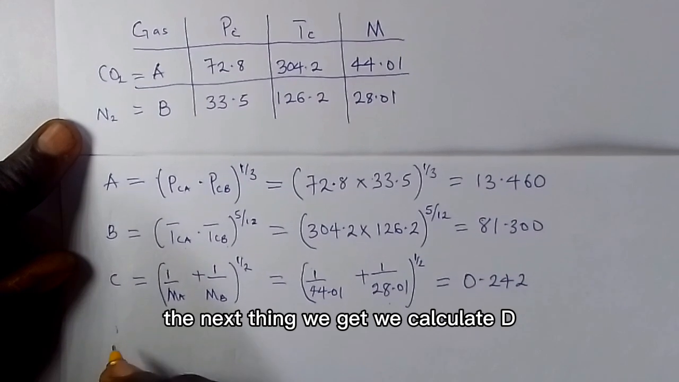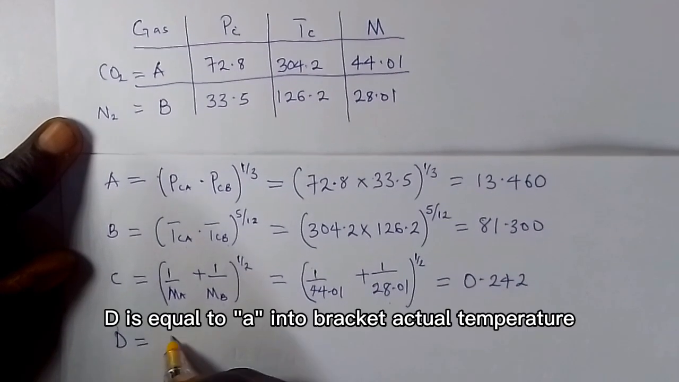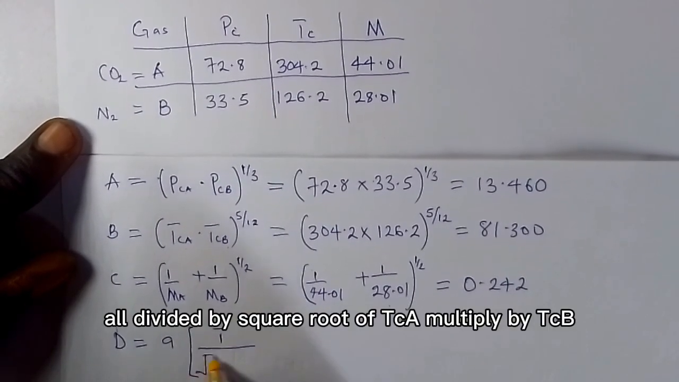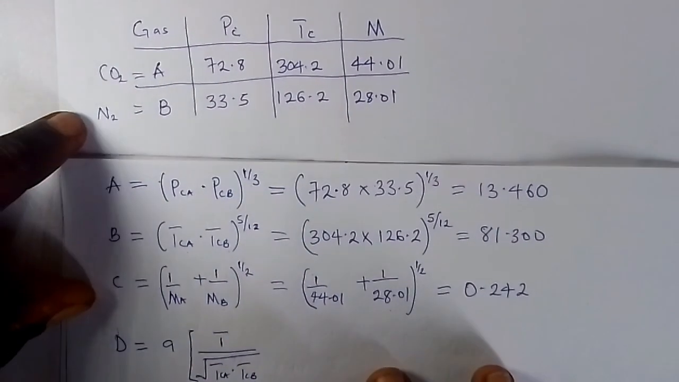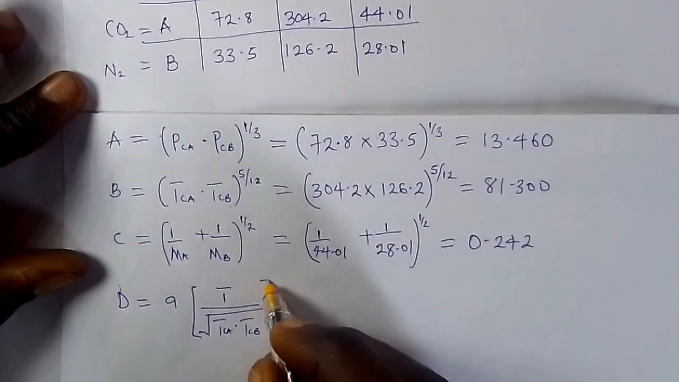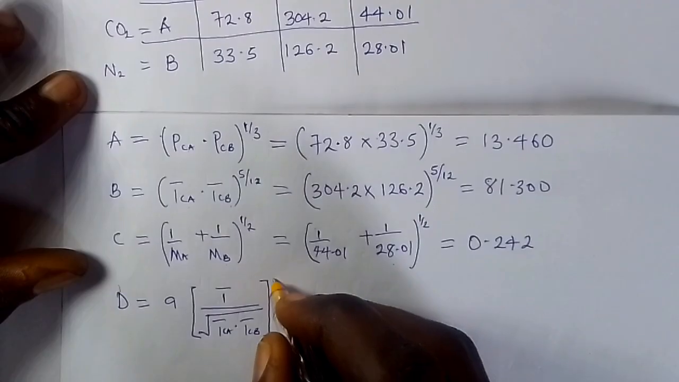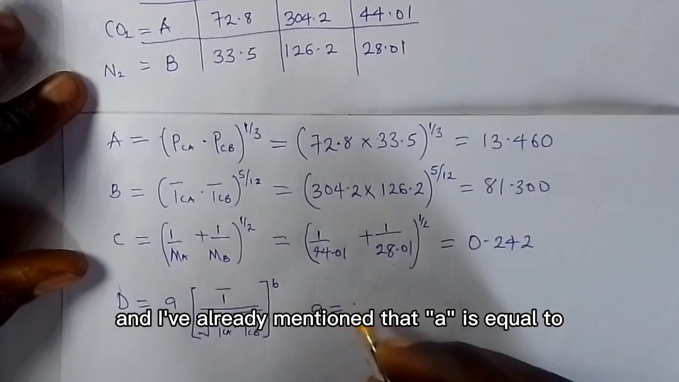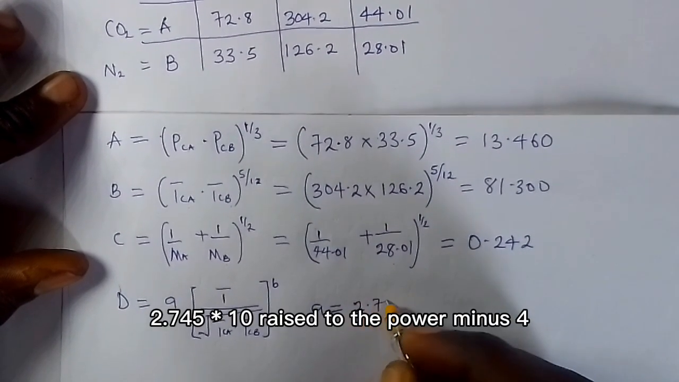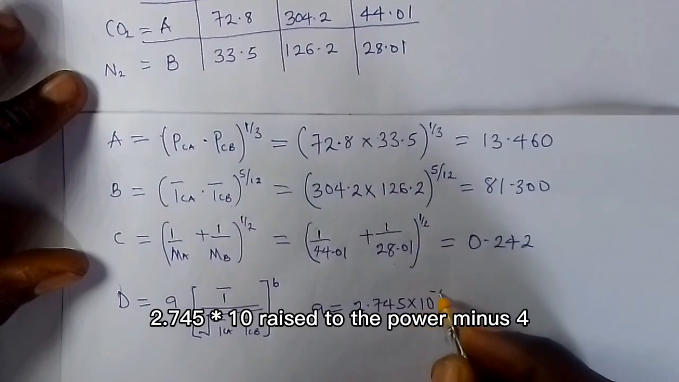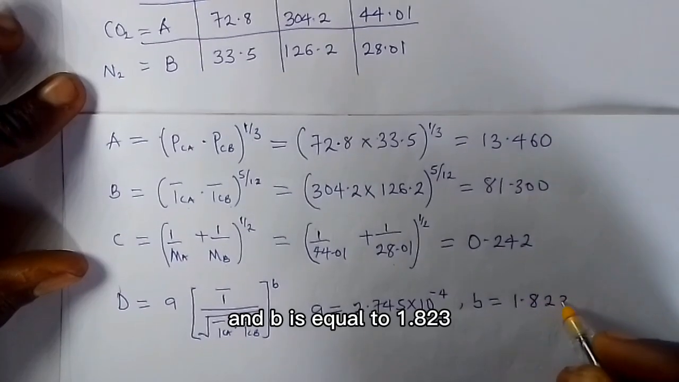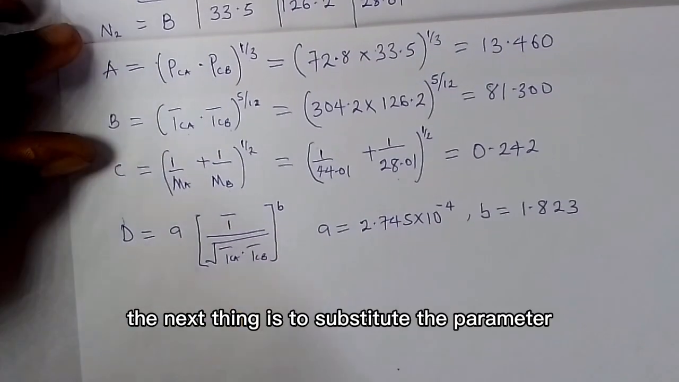The next thing we calculate is D. D is equal to A into bracket actual temperature, all divided by square root of TCA multiplied by TCB, all raised to the power of B. And I've already mentioned that A is equal to 2.745 times 10 raised to the power of minus 4, and B is equal to 1.823.